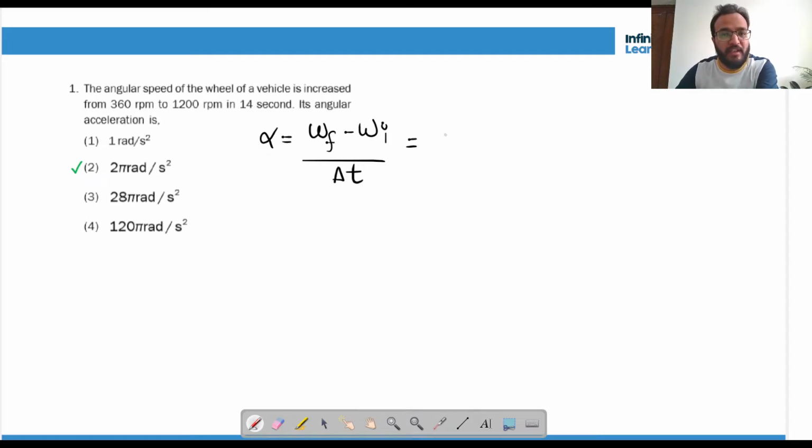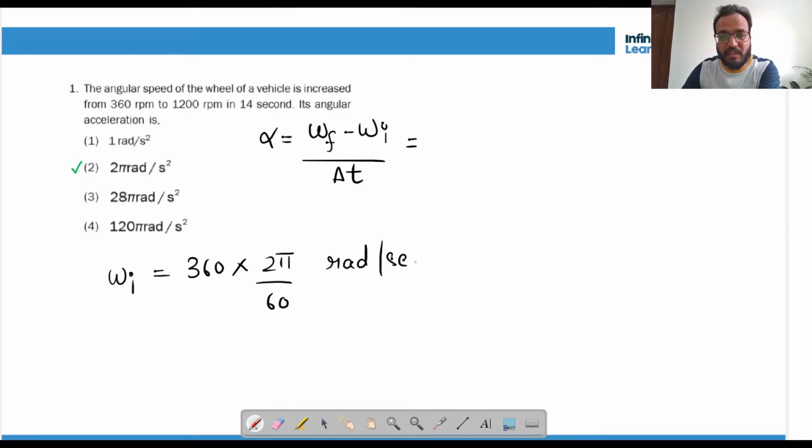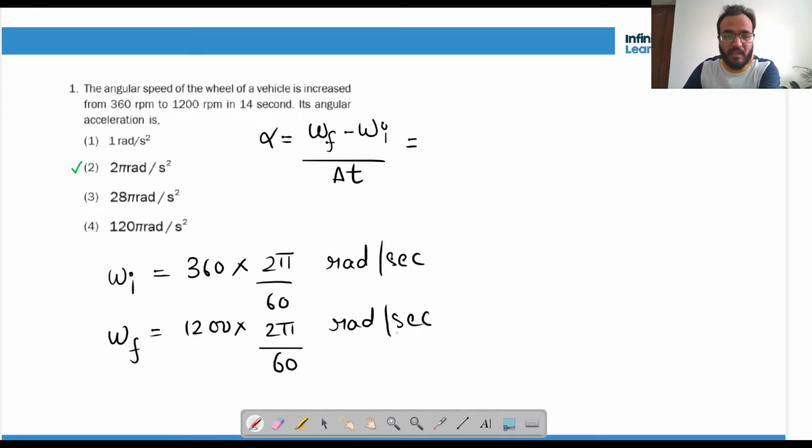What is omega final? Now here you have to be very careful. The angular speeds are not given in radians per second, they are given in rpm. So what will you do? Omega initial is 360 rpm. rpm means multiply by 2 pi upon 60, then it will become radians per second. Similarly, omega final will be 1200 into 2 pi upon 60 radians per second. Understood? Now I guess you can easily do it.